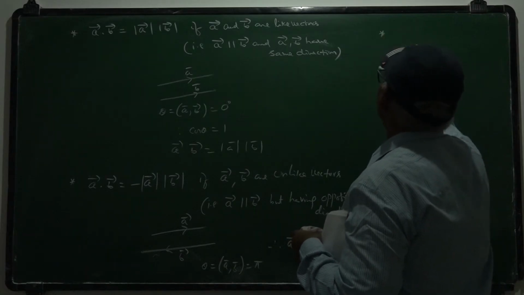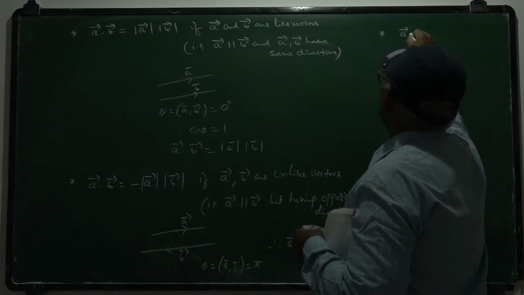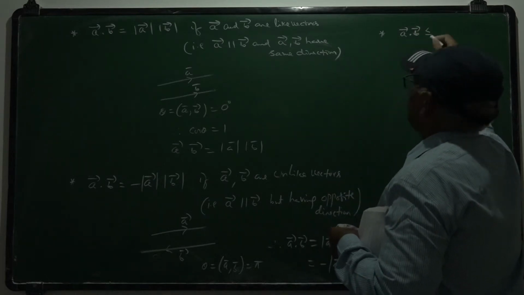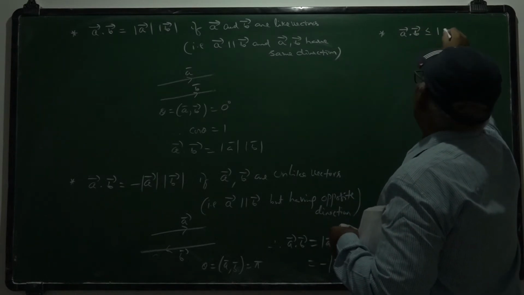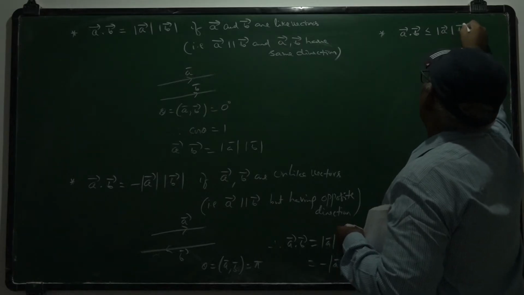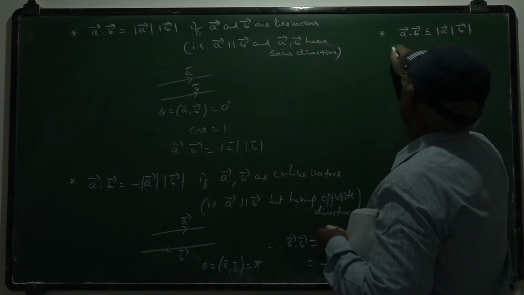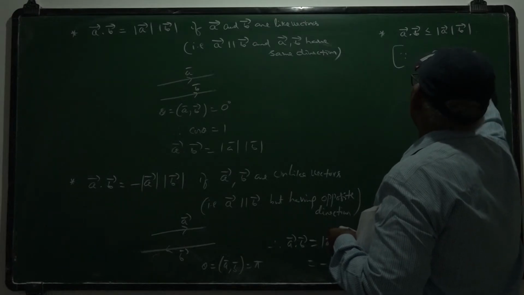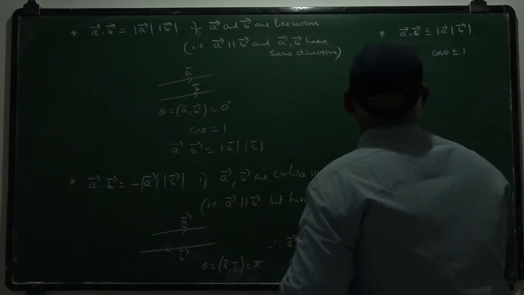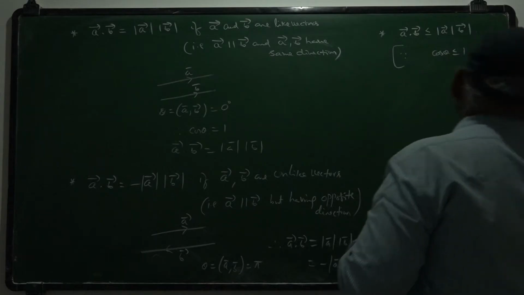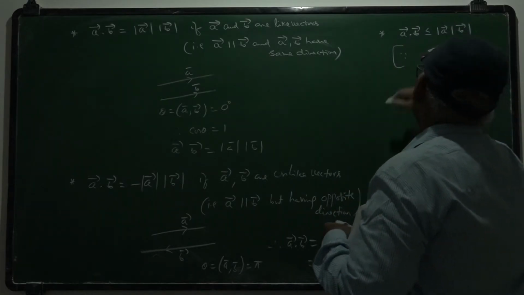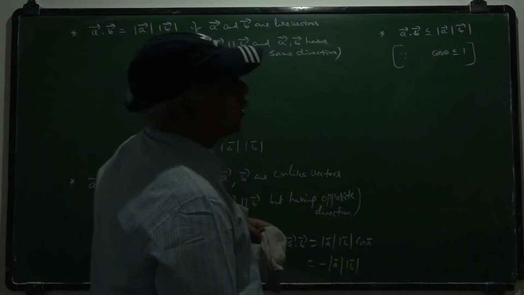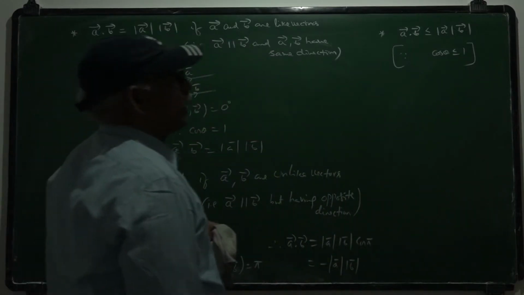Next one, A bar dot B bar is less than or equal to mod A bar mod B bar itself. Since cos theta always lies less than or equal to 1, hence A dot B is always less than or equal to mod A bar mod B bar itself.